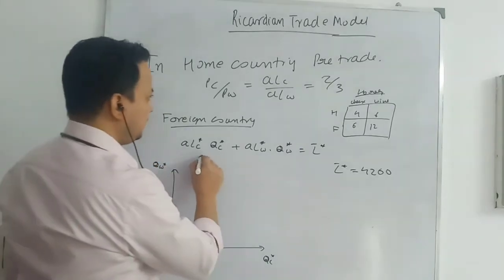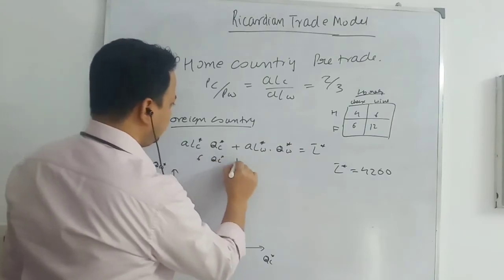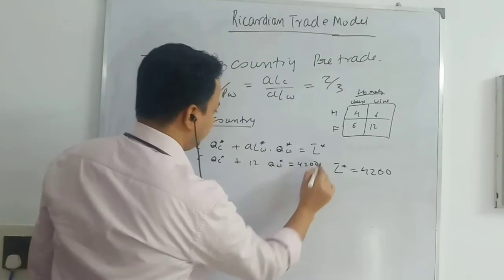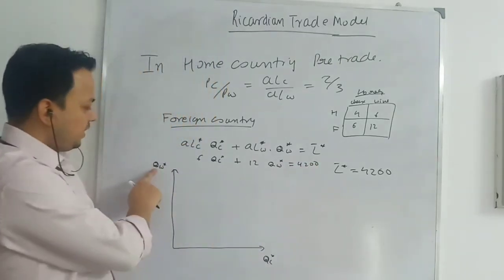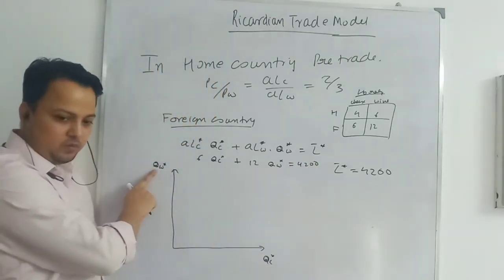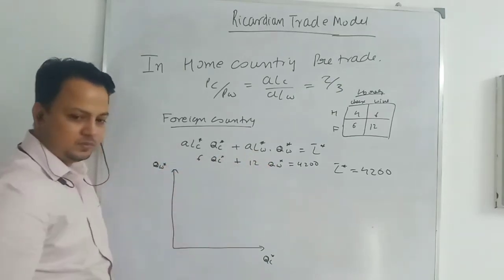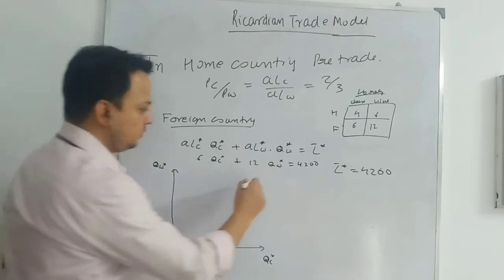Very good. 6 QC star plus 12 QW star equal to 4200. I have written QW star here, quantity of wine for the foreign country. So you have to derive this equation in terms of QW. Derive it. What will you get?